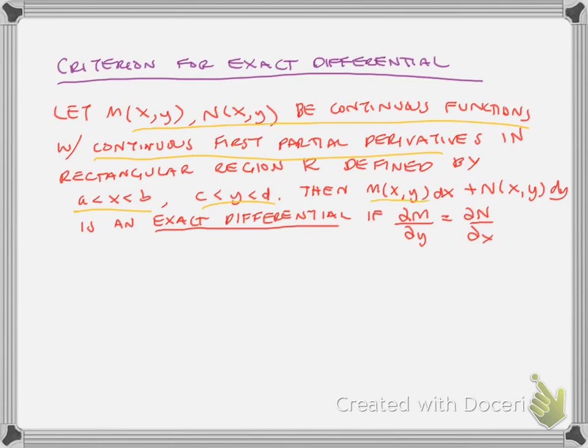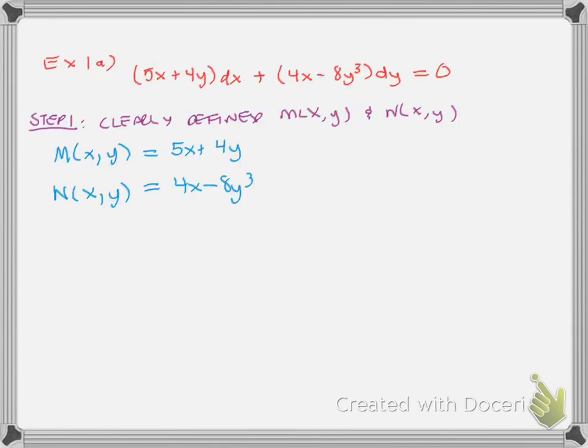Then we say that M of x, y dx plus N of x, y dy is an exact differential if the partial derivative of M with respect to y, so now you flip it, equals the partial derivative of N with respect to x. You need to show that they're equal. If they're equal, that means it is an exact differential and you can solve it accordingly. And we're going to show that now. I thought I might need 2 videos.